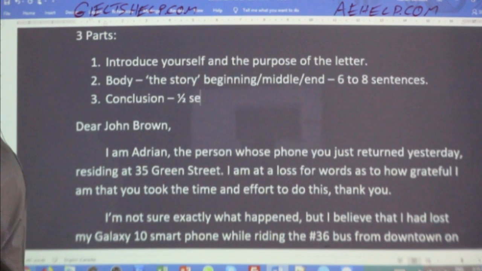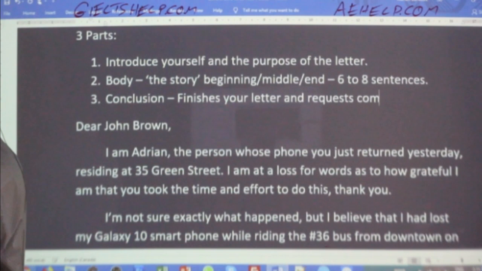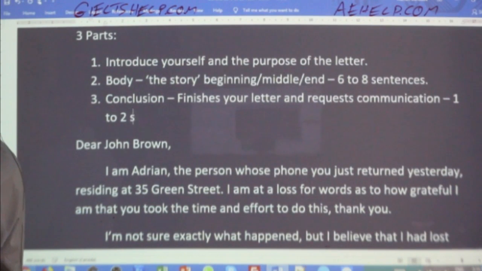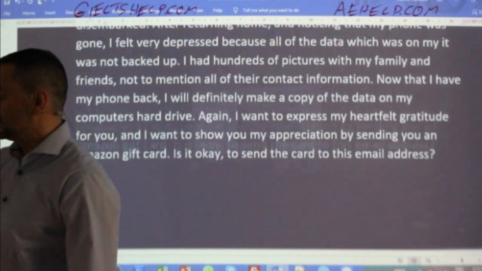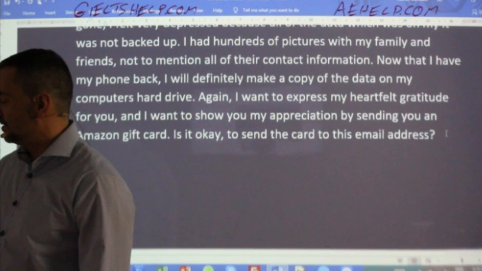One to two sentences, which basically summarize or finish your letter and request communication. Okay, one to two sentences. All right, that's all you need there. So let's finish this letter, students.